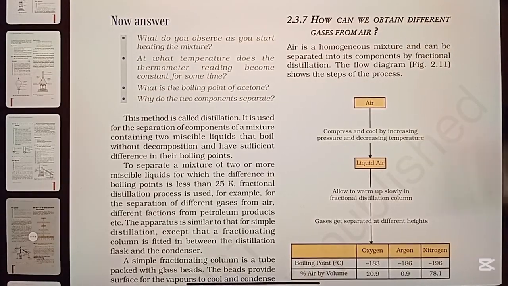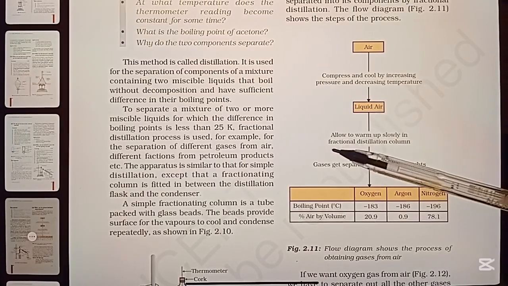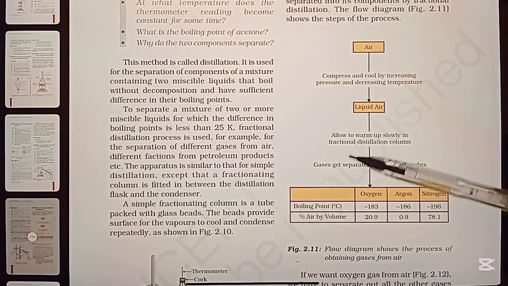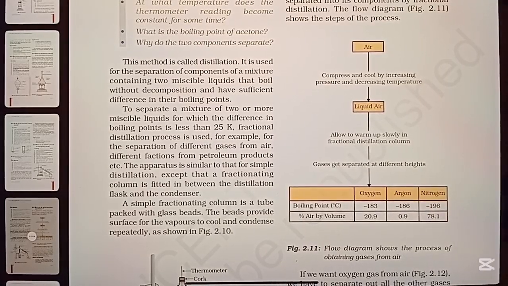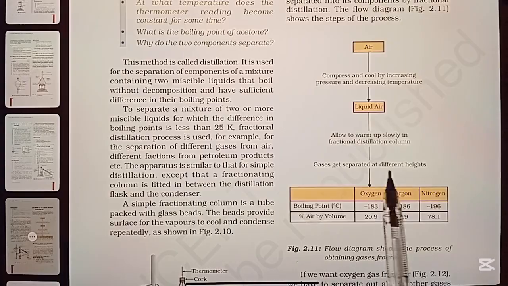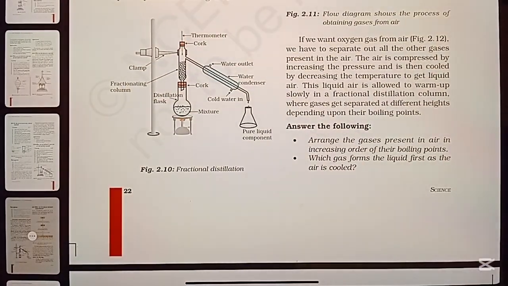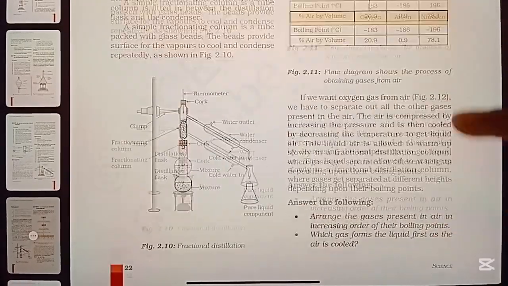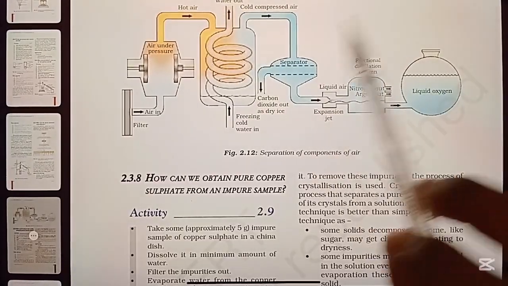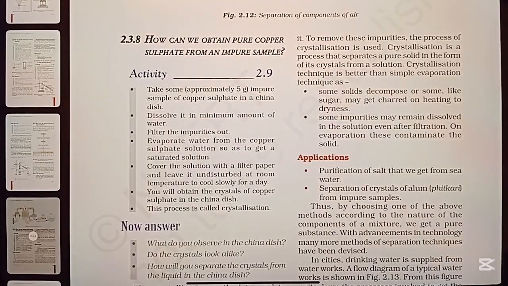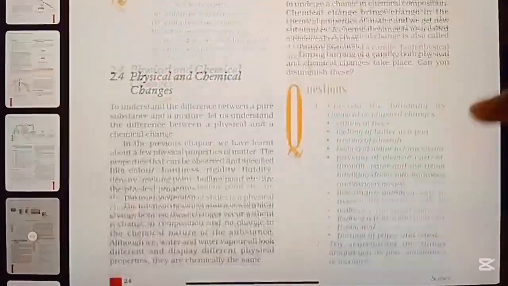Then they'll ask you, how can we obtain different gases from air. So air, when it is compressed and cooled, you get liquid air. Now if you allow it to warm up slowly in a fractional distillation column, gases get separated at different heights. So gases in air can be separated by a fractional distillation column. These questions are very important, and this table is not that important. Now this is important. This is what happens inside the fridges and many other areas. So this topic completely follows all the experiments. The applications are very important.